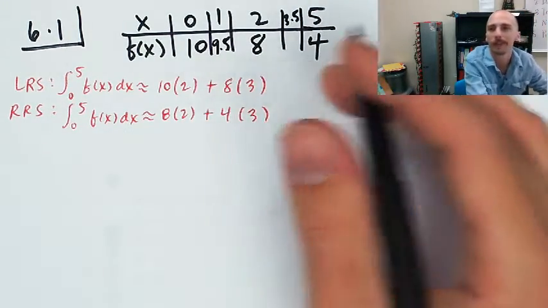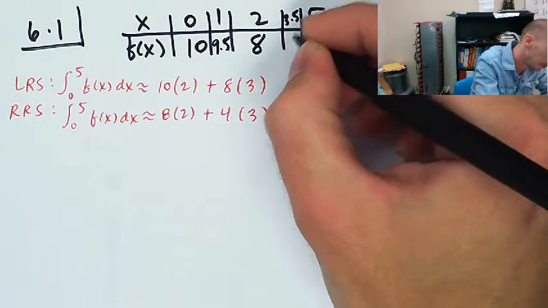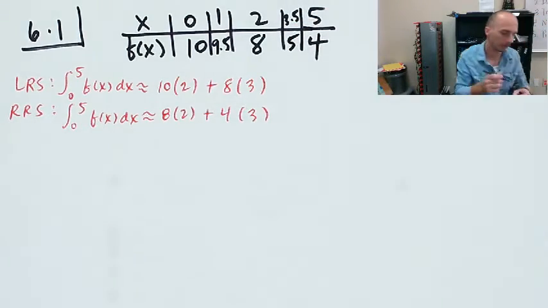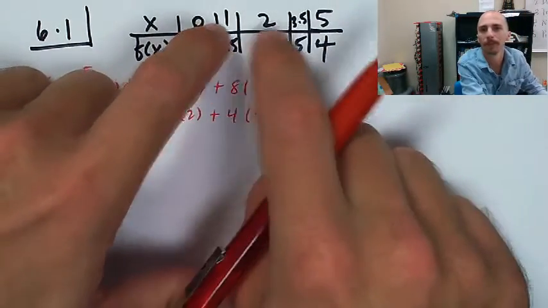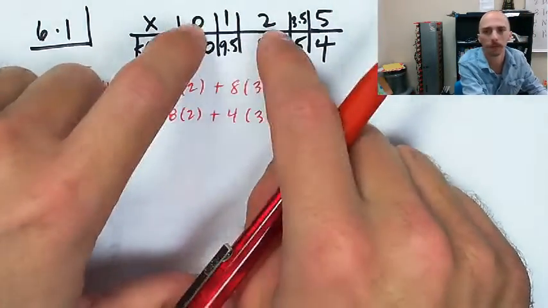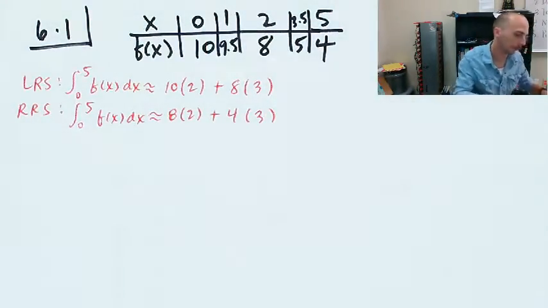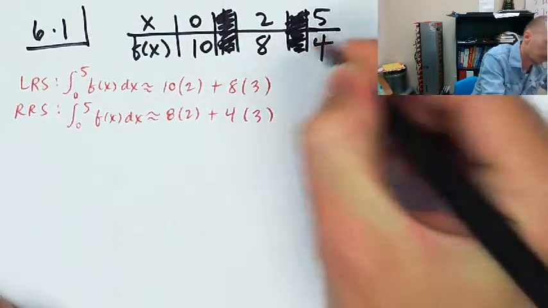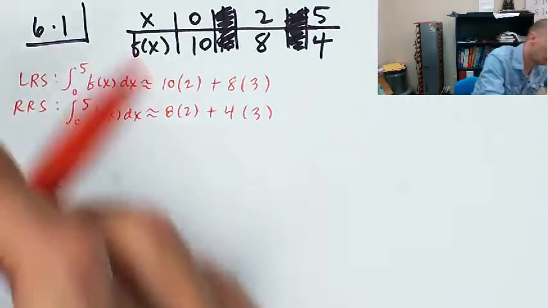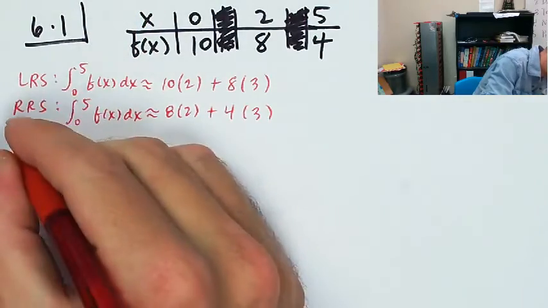I'm probably not going to do that though, because that's not something that's going to be on the test. I don't think it's going to be necessary. You would need these spots in the midpoint of your subinterval, and we don't have that. So just ignore that.